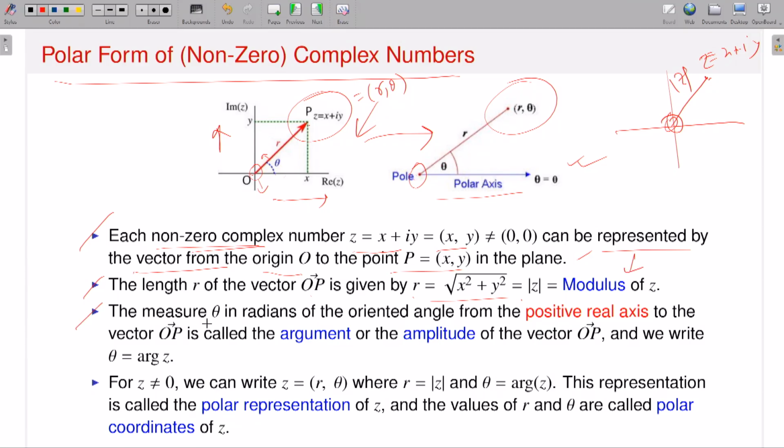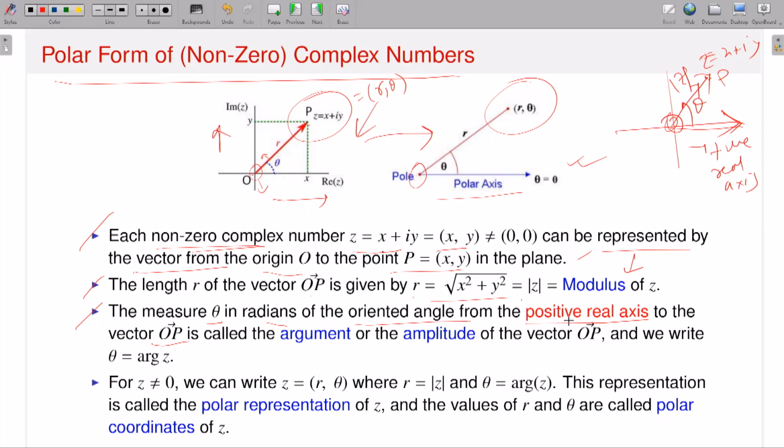You see the measure theta in radians of the oriented angle from the positive real axis, so this is my positive real axis, to the vector OP. So this is my vector OP, and this is my positive real axis. So what is my theta? Theta I am measuring from the positive real axis in the anti-clockwise direction to the vector OP. So that means this is the angle theta. Okay, so that's what I've written.